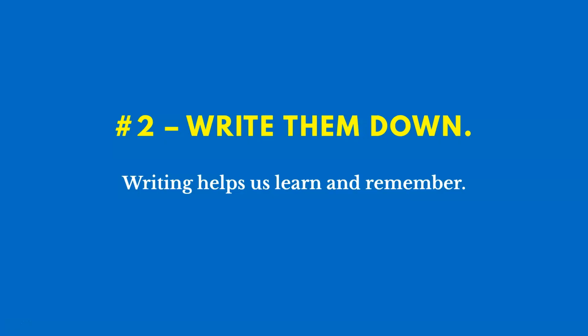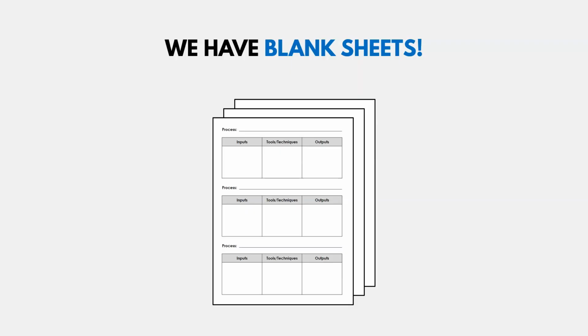Okay, here's the second tip, write them down. Writing helps us learn and remember things, and I think it's helpful here even though there's lots of ITTOs. And so we've got blank sheets over at projectprep.org to help you with that. I suggest printing these out, going through each process, writing the inputs, the tools and techniques, and outputs, and it just helps you remember them, and you'll start to see some patterns there too. A lot of the ITTOs are repeated. They're used in multiple processes, and you'll understand that clearly as you start writing these down.